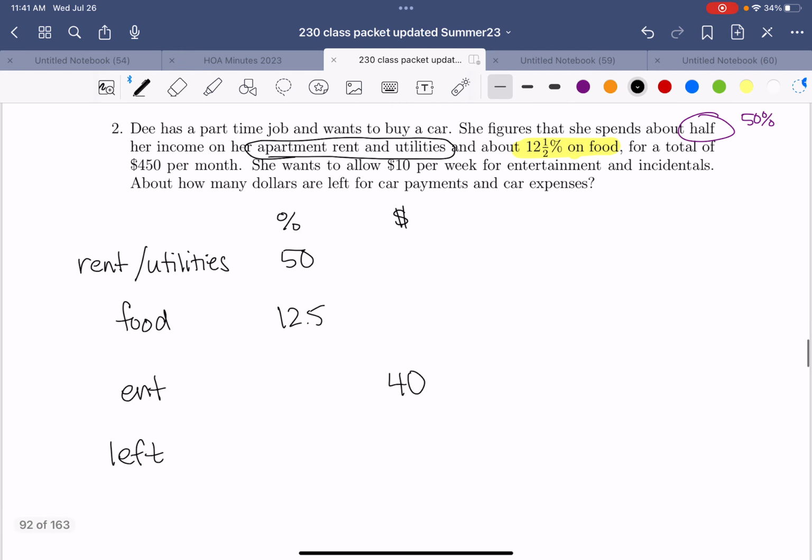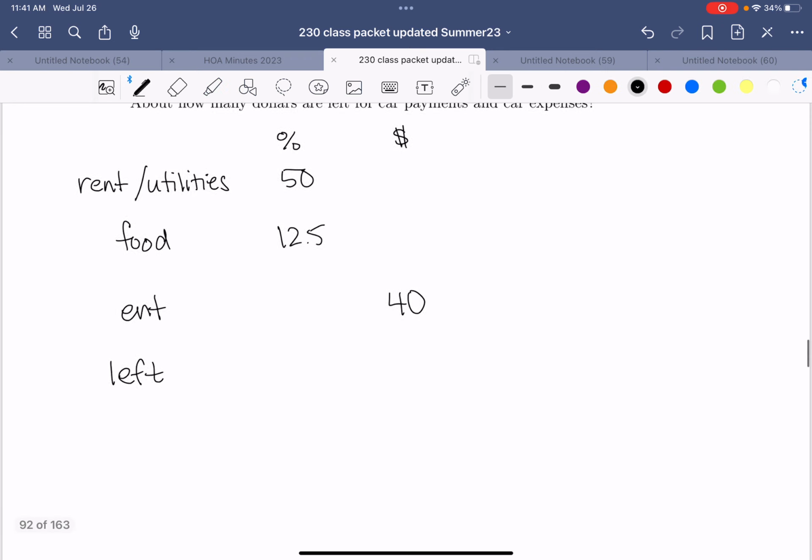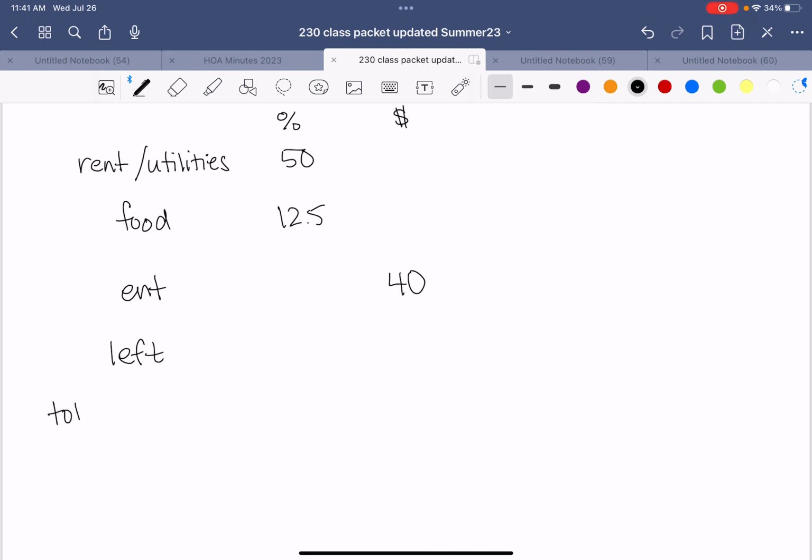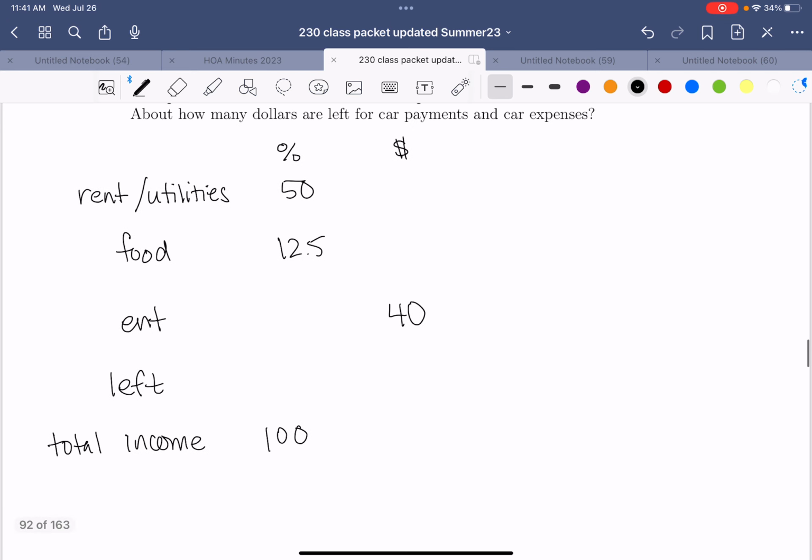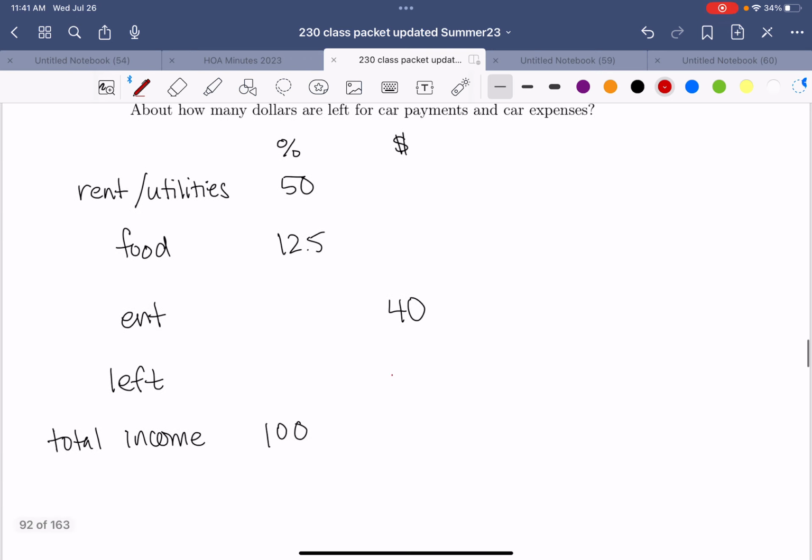Now, when they talk about the half or the 50%, it's a percent of her income. So that is her monthly income, and that's not in my list, so I want to include that. Total income, because that's my 100%. Now, what we're looking for is how many dollars are left for car payments and car expenses. So you're trying to find this one, what's left in dollars.